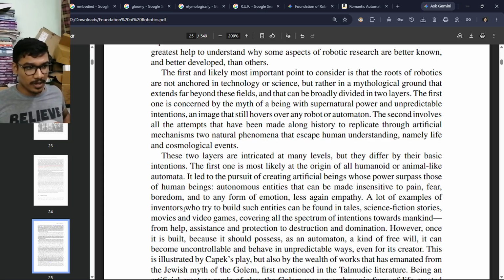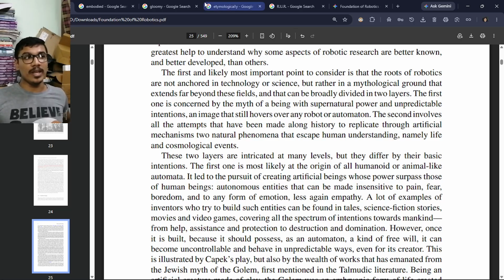A lot of examples of inventors who try to build such entities can be found in tales, science fiction stories, movies, and video games, covering all the spectrum of intentions towards mankind, from help, assistance, and protection to destruction and domination.